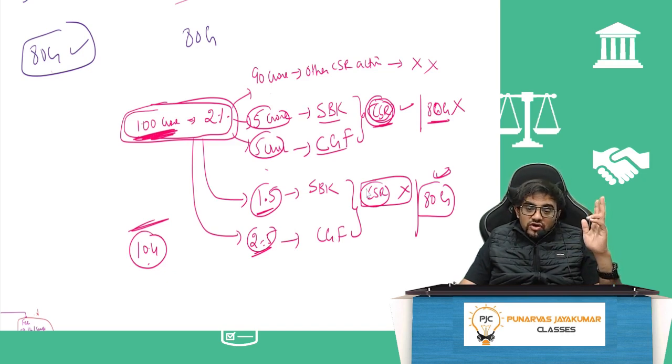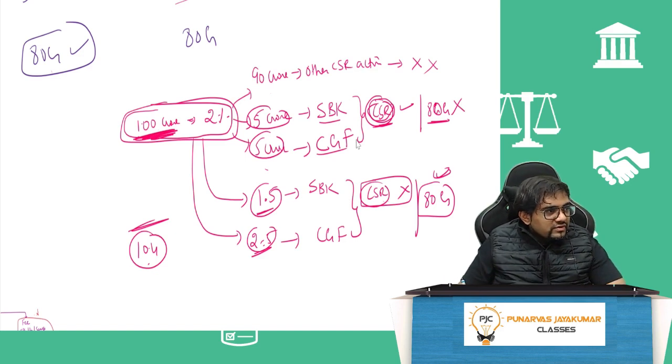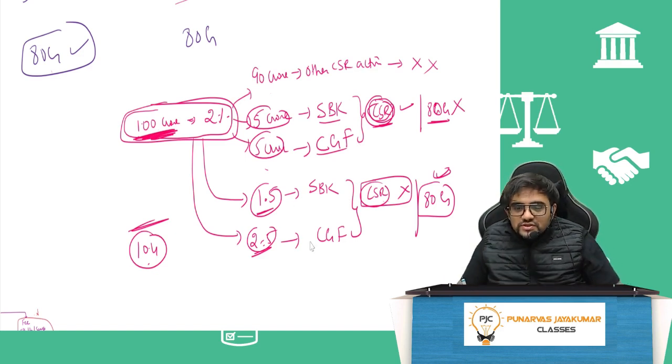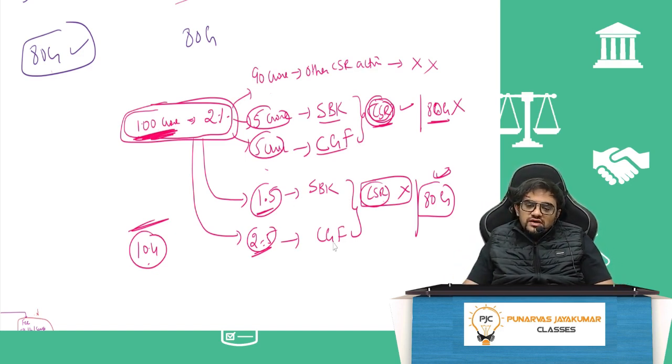Extra. I have not taken it as part of CSR. Why? Because for CSR I had to spend only 100 crore, and 100 crore I have already spent. So I have already spent the CSR amount. So 1.5 crore towards Swachh Bharat Kosh, 2.5 crore towards Clean Ganga Fund. CSR not applicable. 80G, will it come or not?